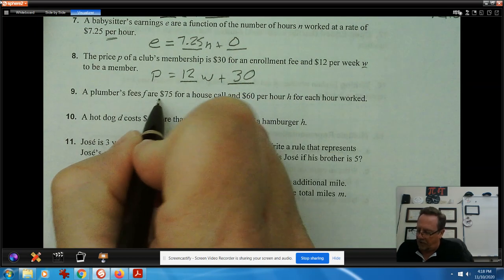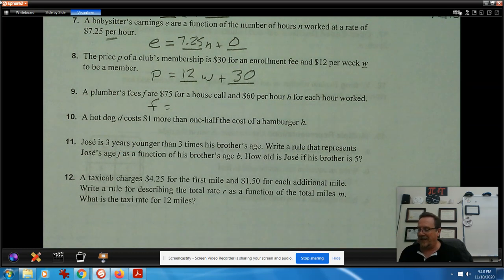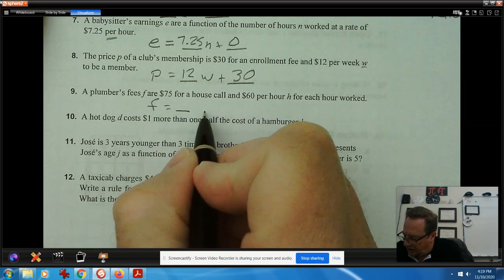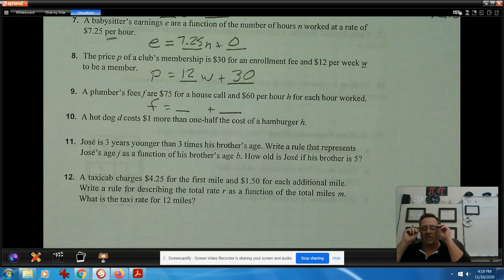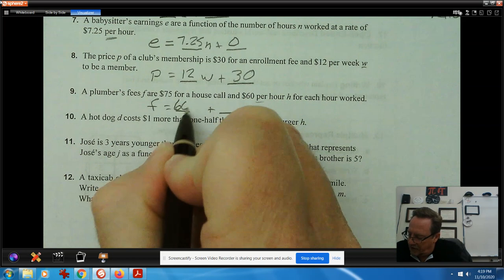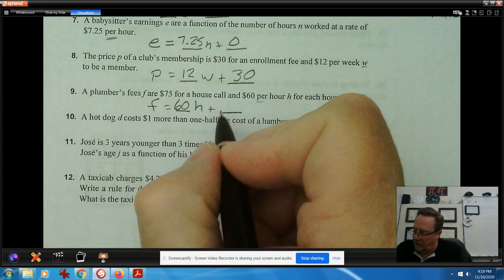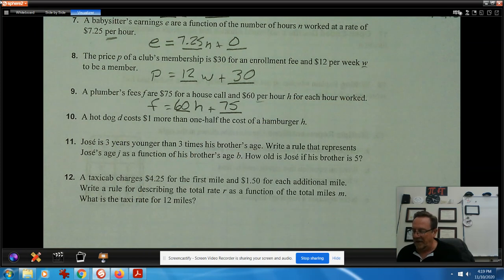Plumber's fees F, so the F is our thing. Our fees are going to be $75 for a house call and $60 per hour. Do you see a keyword there? Blank plus blank. We're going to fill in our blanks with our M and our B, our rate and our initial value. It's $75 just to come to the house. It's $60 per hour. So hopefully you recognize 60 with that little per to help us out. It's $60 per hour. H is our variable plus our initial fee of $75.